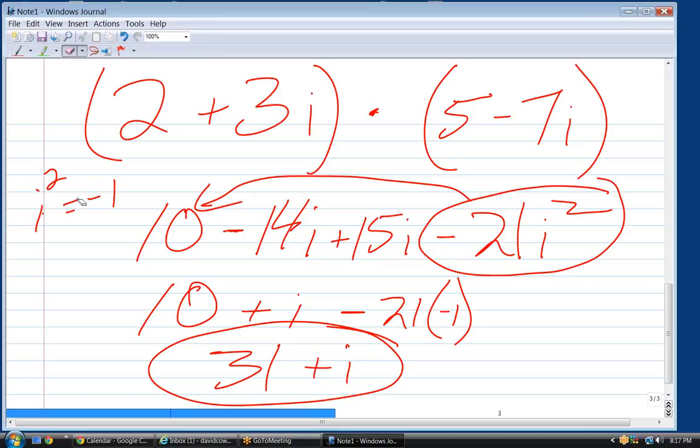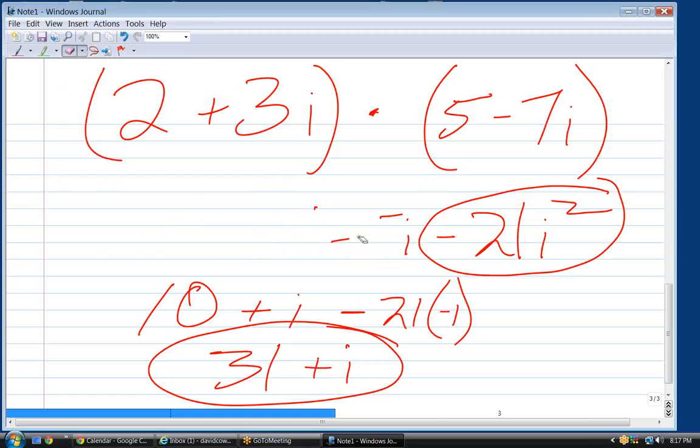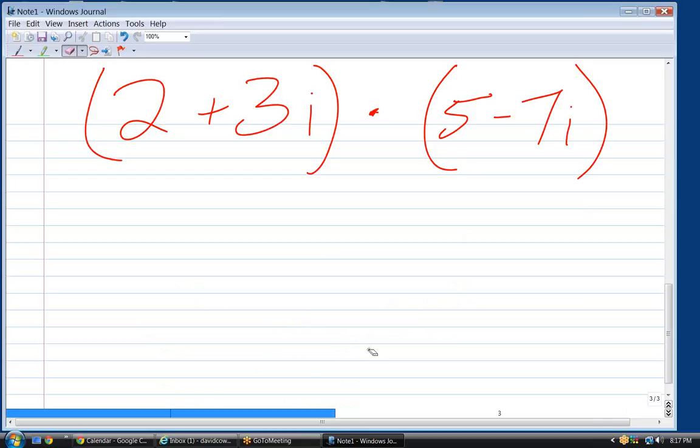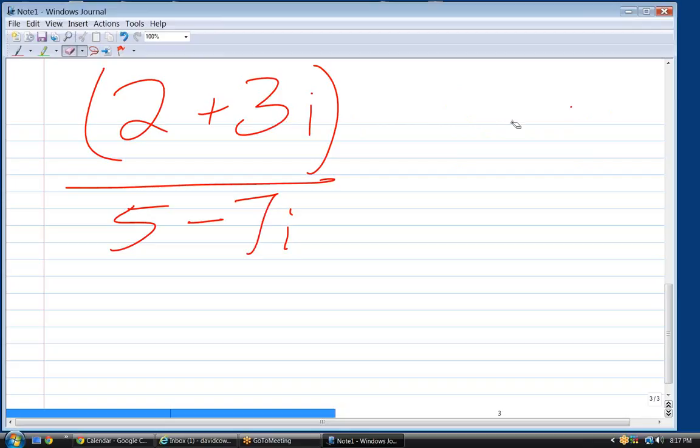So addition, multiplication, and subtraction are really easy as long as you know i squared equals minus 1. The only thing that's a little difficult is division. That's because you don't really divide. This is not really a division problem. It looks like it is, but in the same way that if I had this, that's not a division problem either. That's a rationalize the denominator problem.